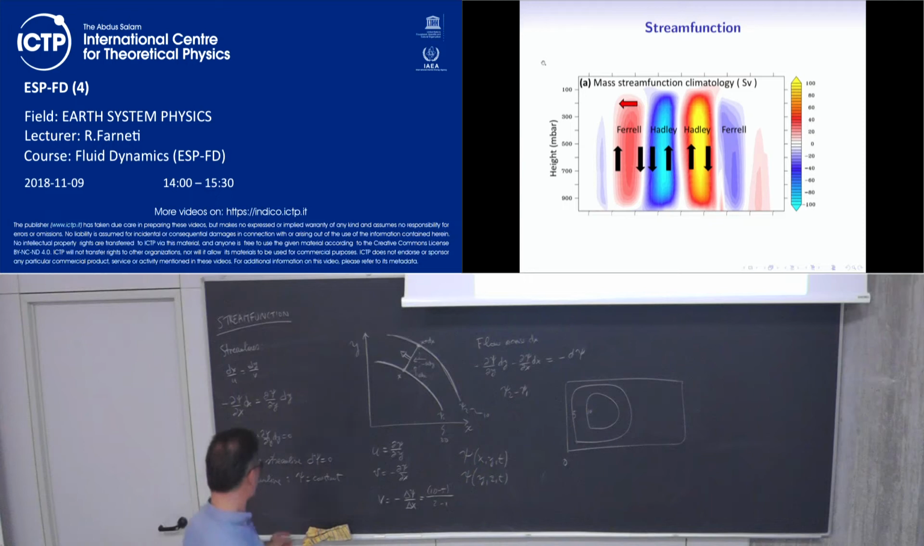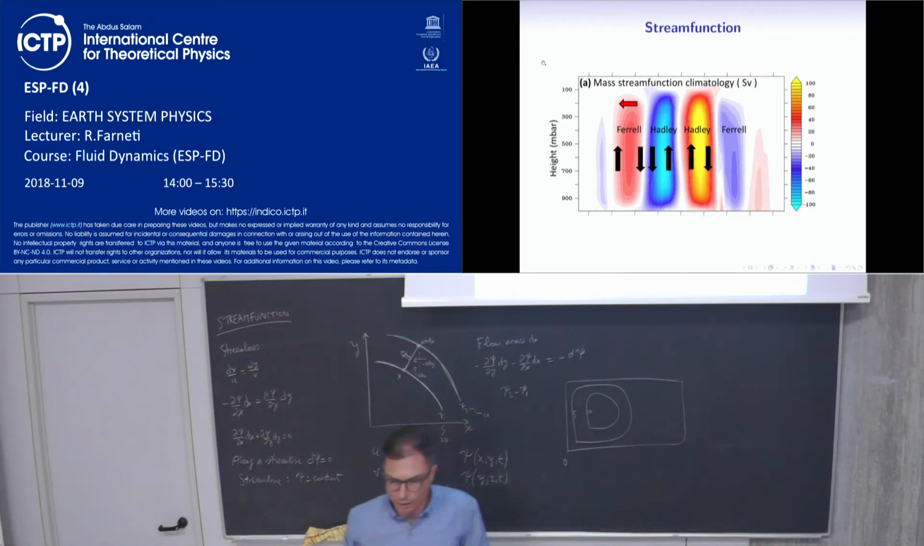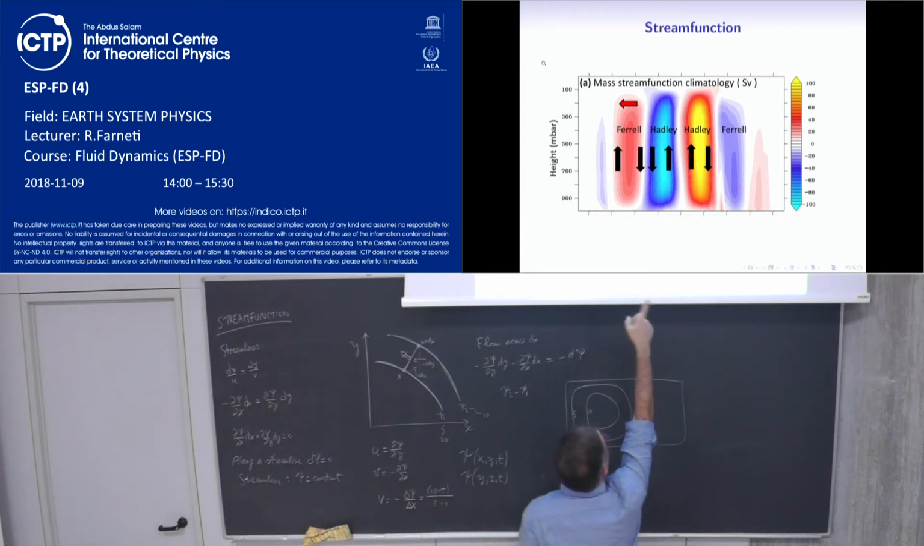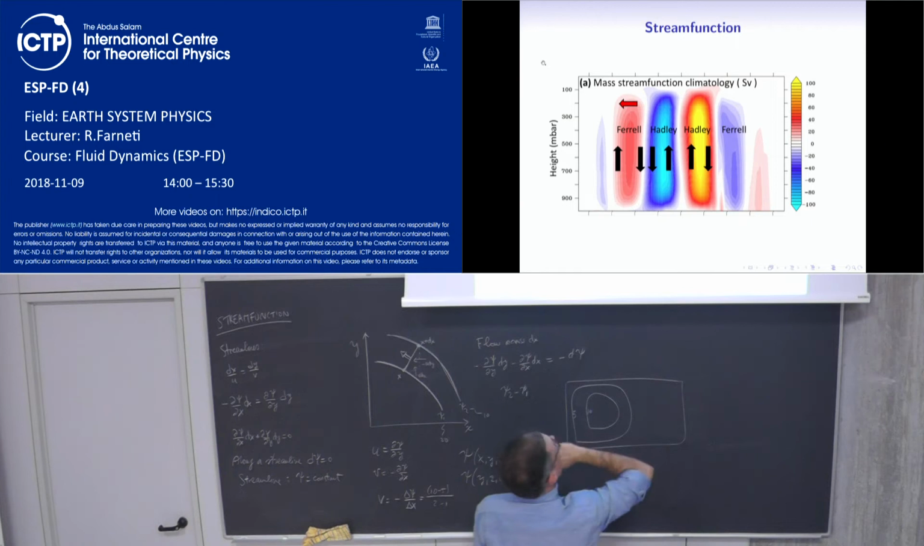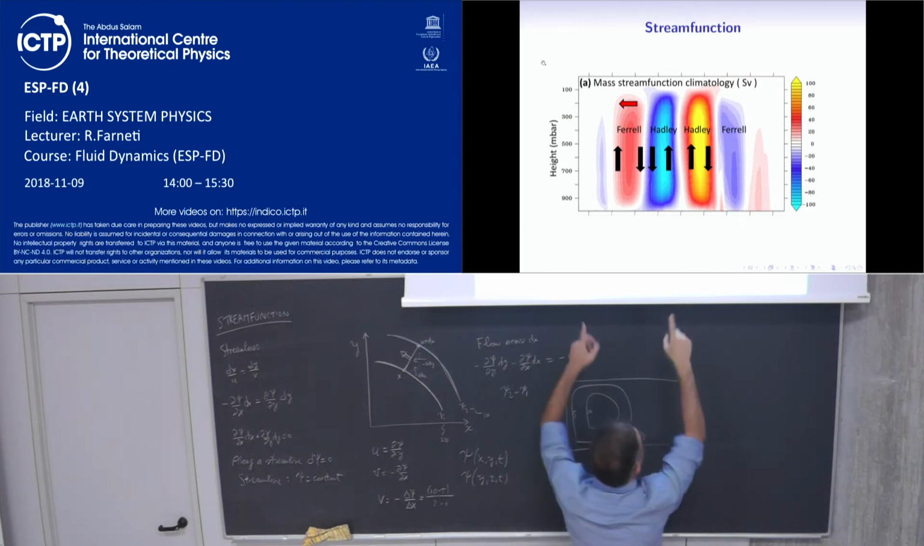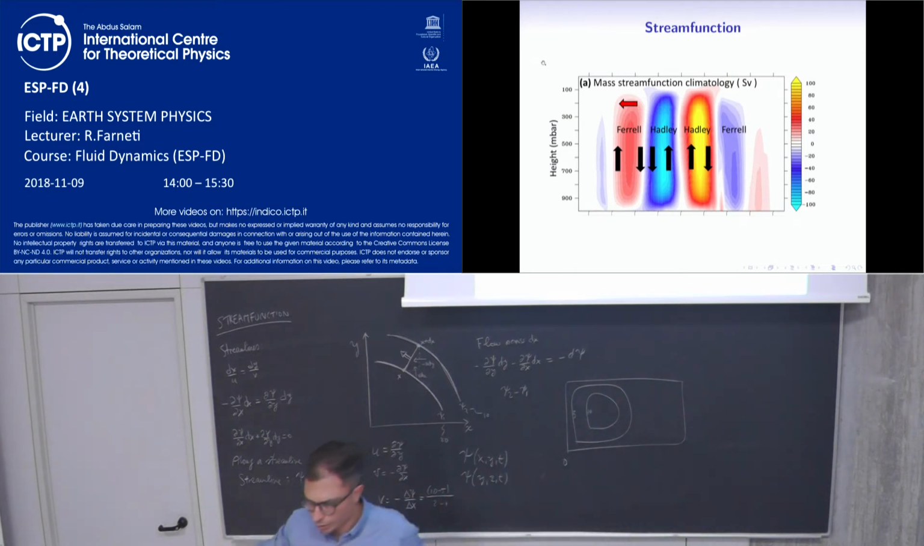But the important thing is that if you know the velocity vector, you can build a stream function with whichever convention you might want to use. And then you can depict the stream function of the atmosphere and get all these different structures. You will see all this in atmospheric dynamics. This is called the Hadley cell. There's one on each hemisphere, and these are called the Ferrel cells. They are closed circulations.